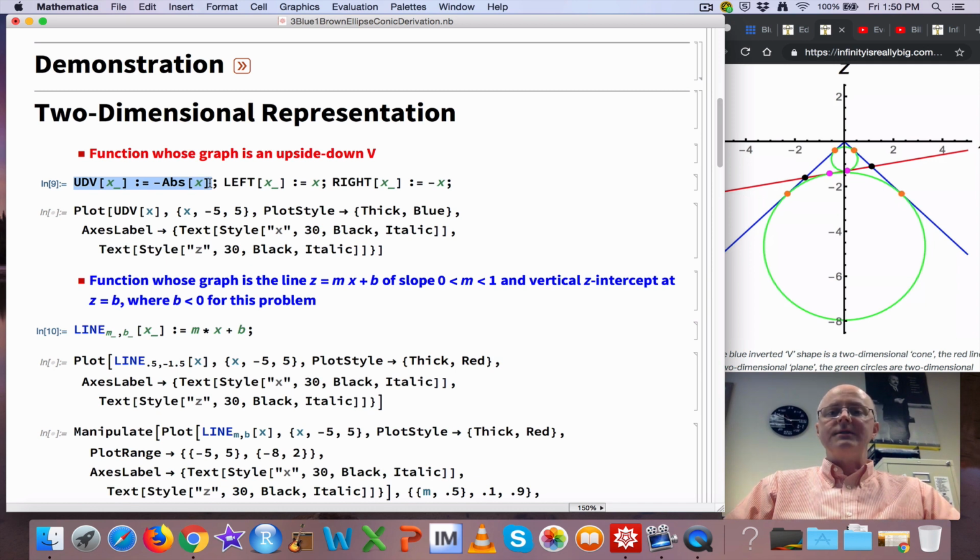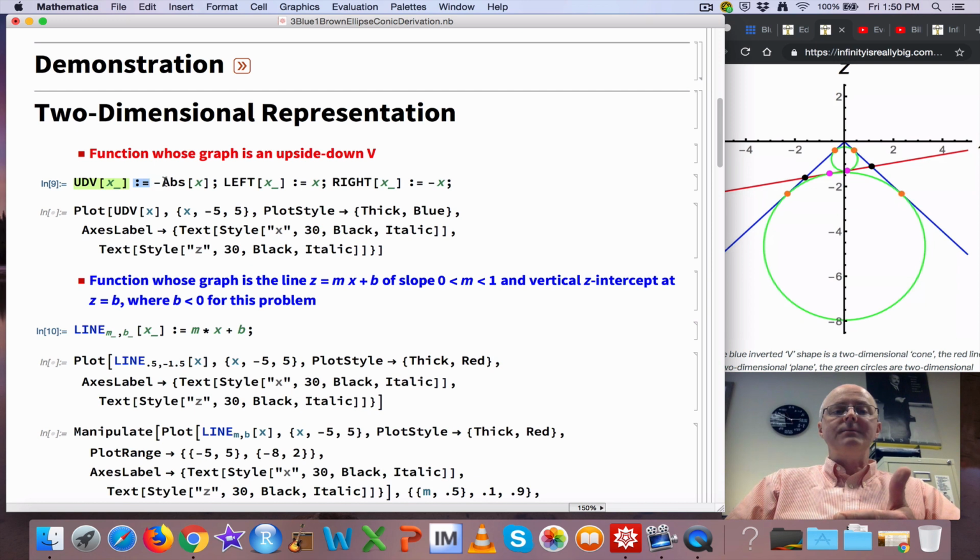I'd like to start by making a function whose graph is this blue upside down V. In fact, I'm calling it UDV for upside down V. It's a function of x. Notice when you define a function in Mathematica, you need to put an underscore after the variable. That is essential. You also use square brackets in Mathematica for function arguments, not parentheses. And it's good practice, typically, instead of an equal sign here, to use a colon equals.